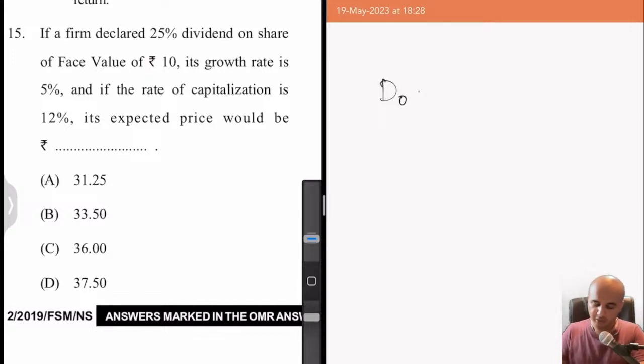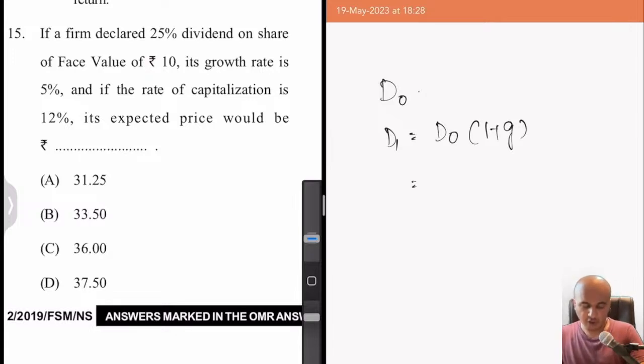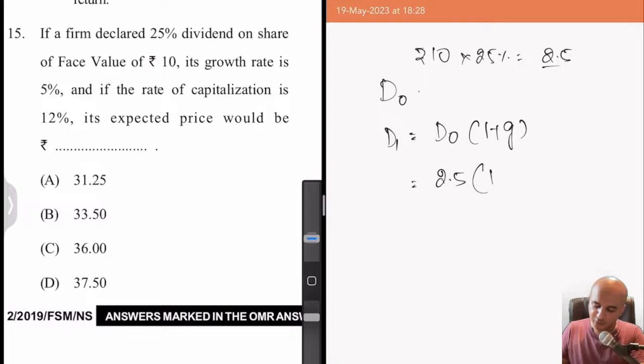Now we need to know D1, what would be the dividend at the end of the year. So now how to calculate D1 from D0? That is very simple. D0 into 1 plus G. When you do that, you will obviously get D1. So now growth rate is given in this case, which is 5%, and D0 is also given, which is 25% of rupees 10. So 10 rupees is the face value. On that, if you calculate 25%, the dividend which is right now given is 2.5. So I will just substitute the values here. 2.5 into 1 plus G, G being 0.05. That's all. So when you do this math, you will get D1.